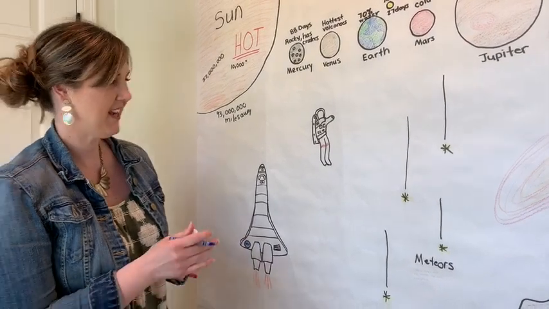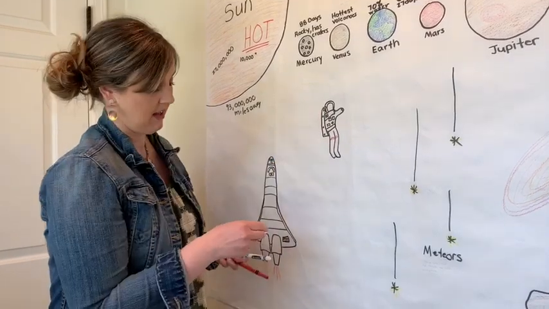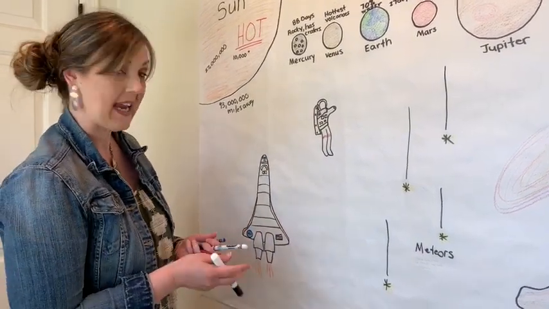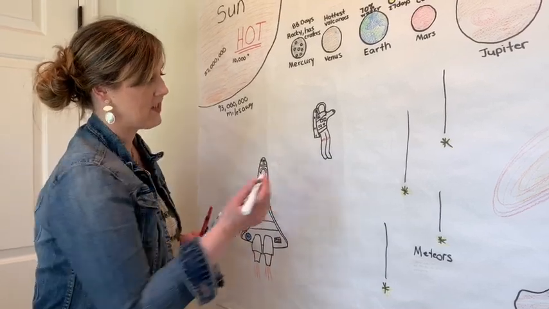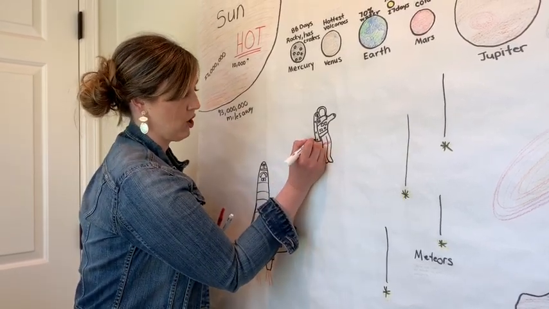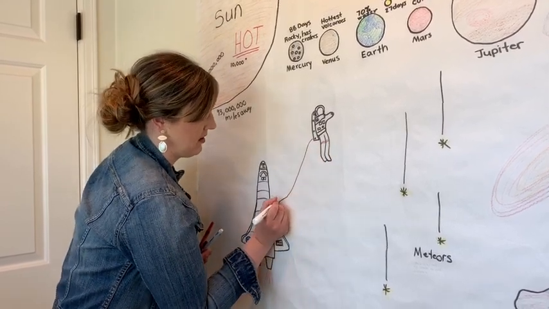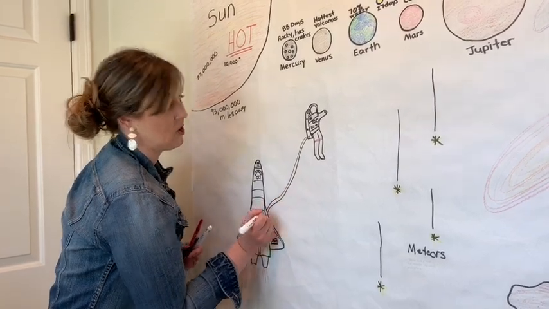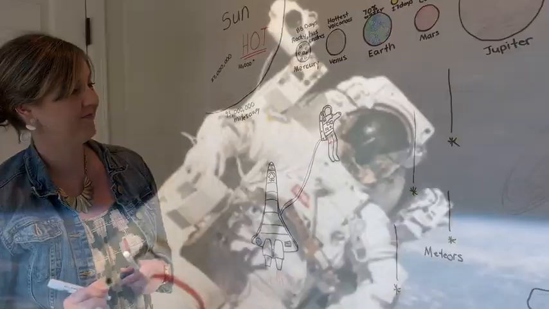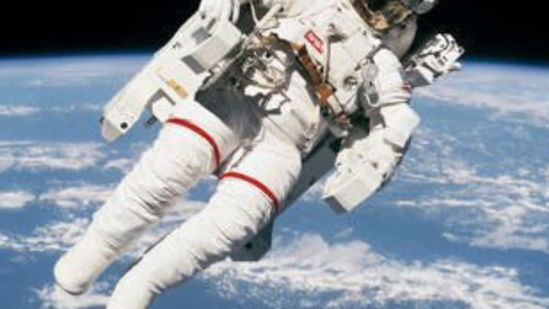Okay, there she is up in space. Their air tank, they also have some jets on their tank that help propel themselves through space. But a lot of times they have a nice anchor to the space shuttle. So they don't get lost. Can you just imagine what it would be like to be flying in space?